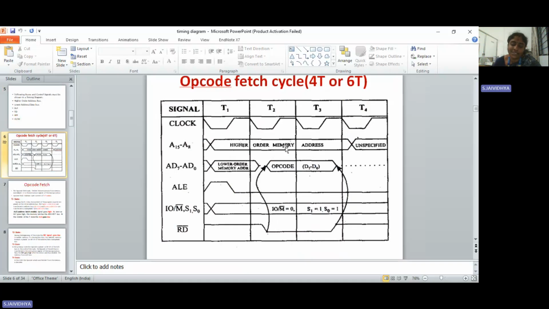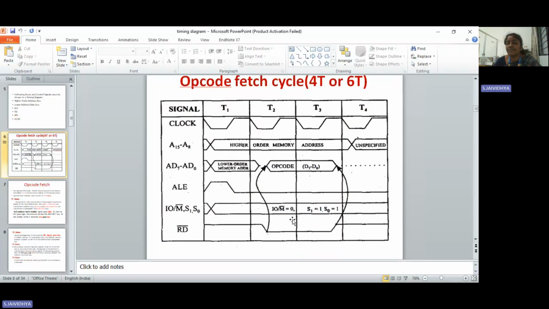So while discussing the example, it will be easy. For a single instruction, we have an opcode, right? After that, the address or a direct data will be given. For that single instruction, the opcode is fetched here. So it is called the opcode fetch cycle.